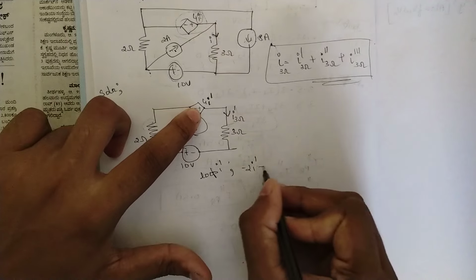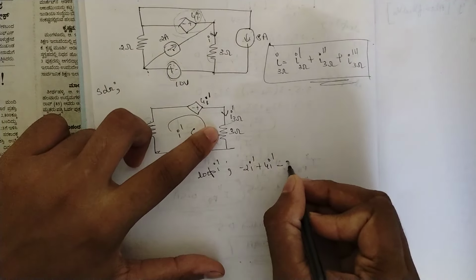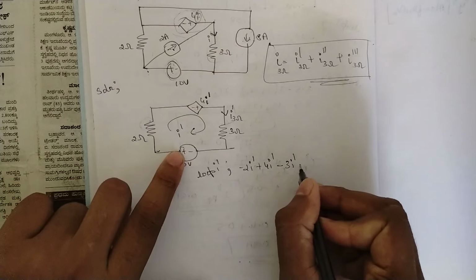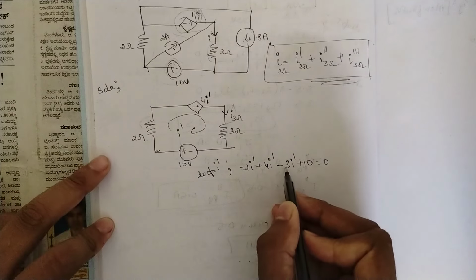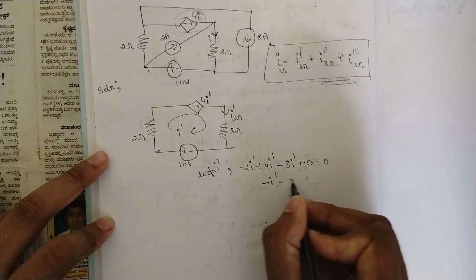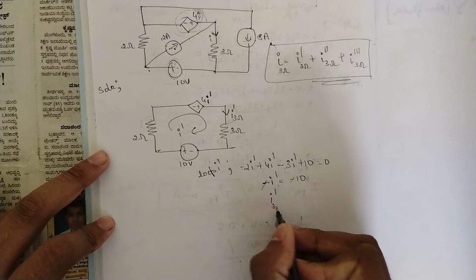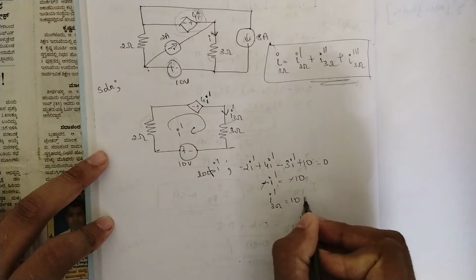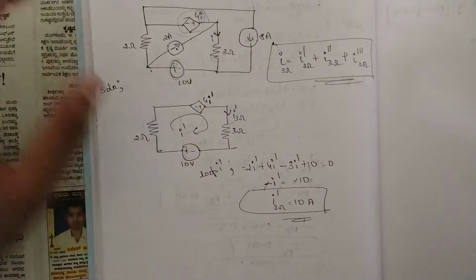Then we have plus 4 I dash, then we have minus 3 I dash, plus 10 equal to 0. Solve. Minus 2 plus 4 minus 3, that is equal to minus I dash is equal to minus 10. So that's why minus minus gets cancelled. Our I dash of 3 ohm is equal to 10 ampere. Like this, we have solved in the simple way for the first current.